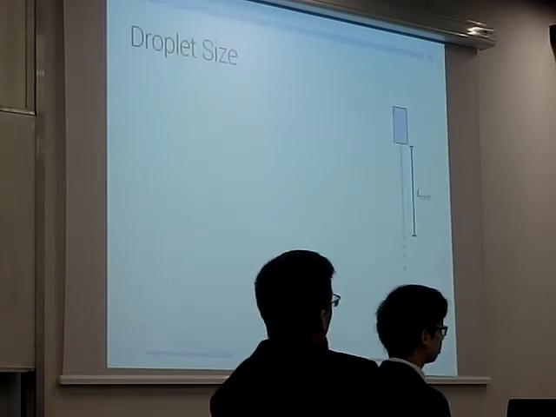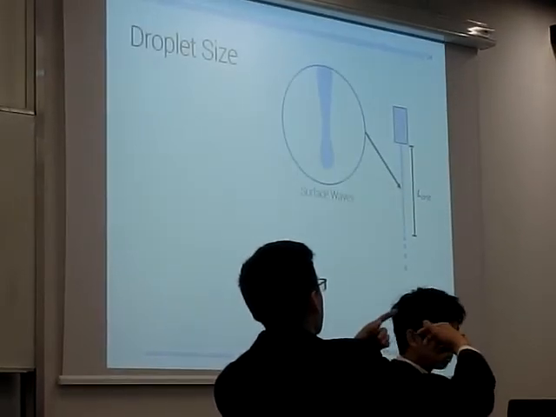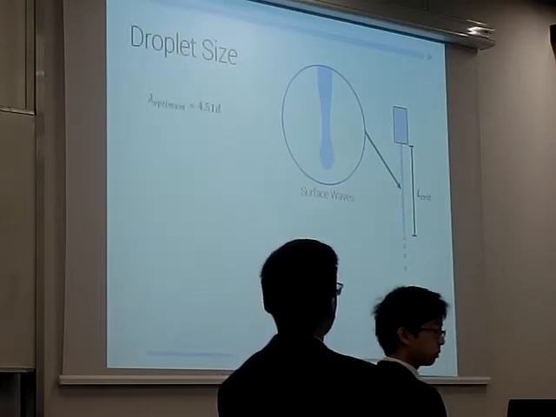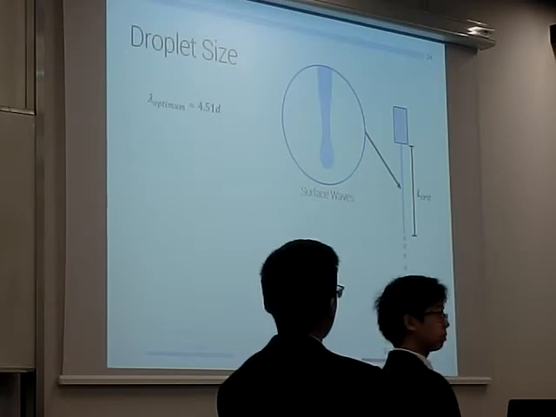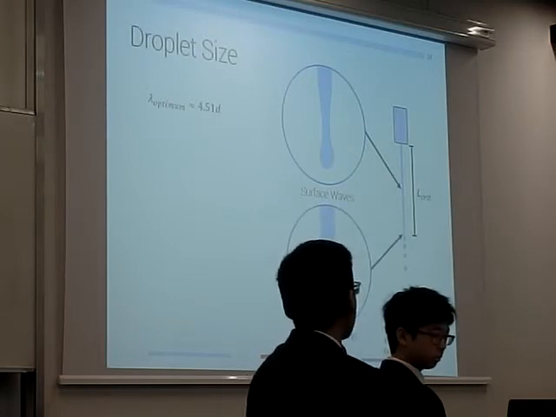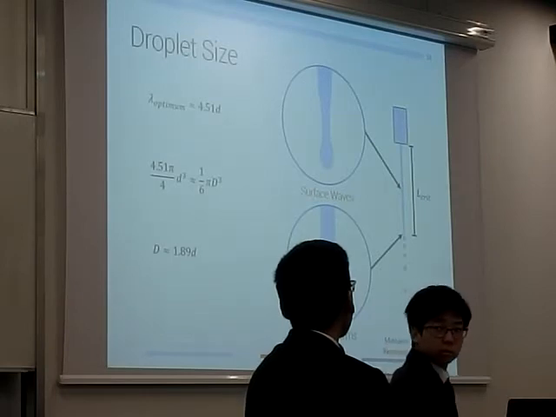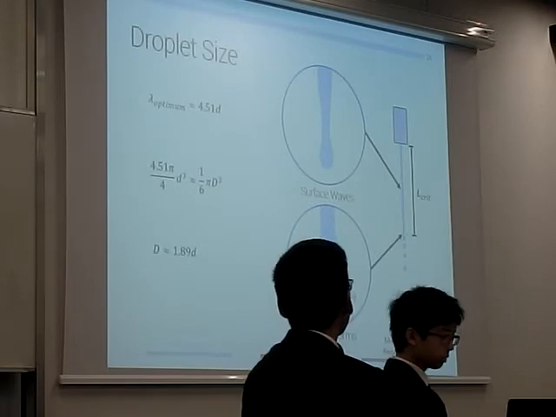So onto our droplet size. We can see that after a critical length has been reached, first, we can look at our jet, and we can notice that there are surface waves on our jet due to the Rayleigh-Plateau instability. From literature, the optimum wavelength of these surface waves is equal to 4.51 times the diameter of our jet. For our droplets, we can convert the wavelength, assuming it's a cylinder, and approximate the diameter of each water droplet, which is approximately 1.89, or 1.9, times the diameter of the jet. So each droplet is slightly larger than the actual diameter of the jet.